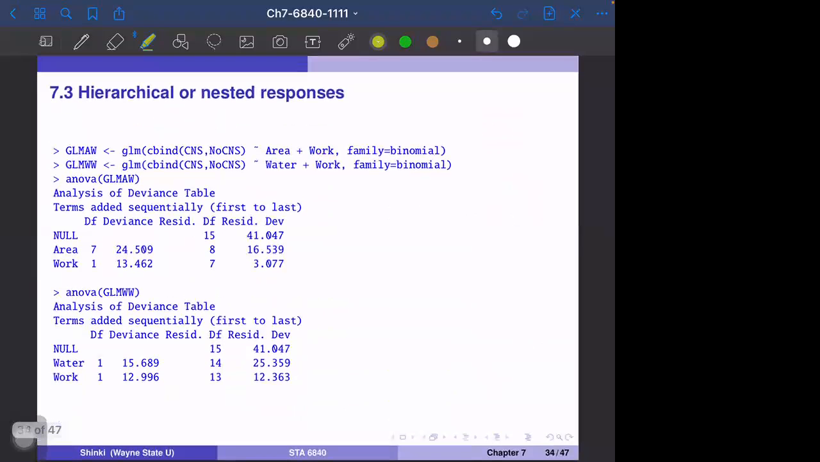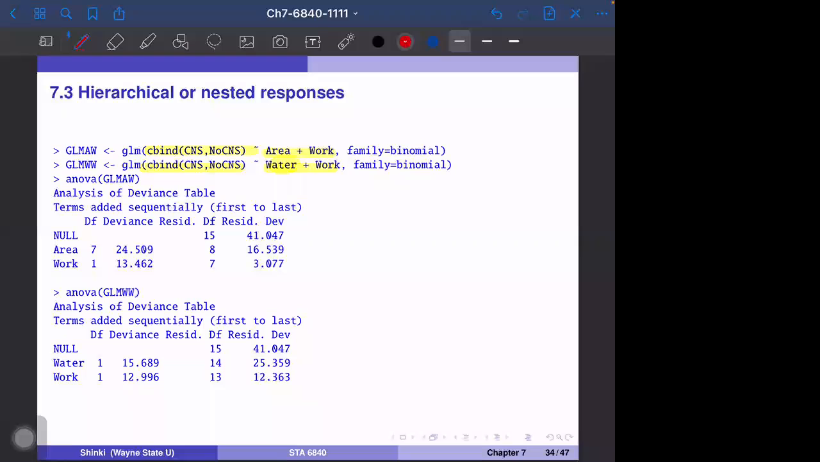Now we do the binomial regression. Remember that if we have two columns and each column represents counts, then we can fit the logistic regression model. The first one is area and work, and the second one is water and work. Water and work is just the numeric version, since water is the numeric version of area. So we cannot add all three variables as predictors because area and water are basically the same variable.